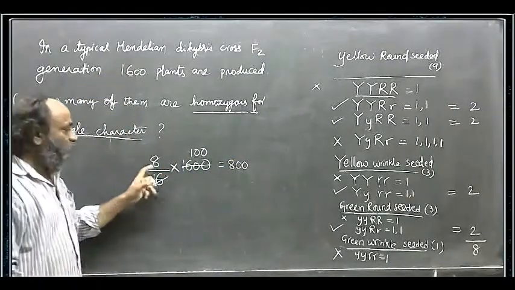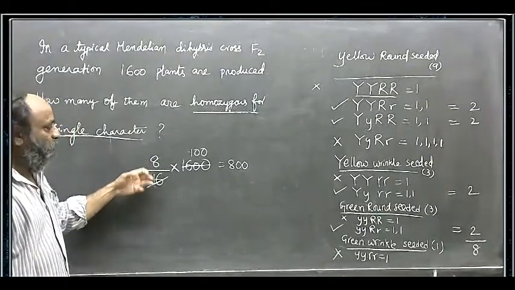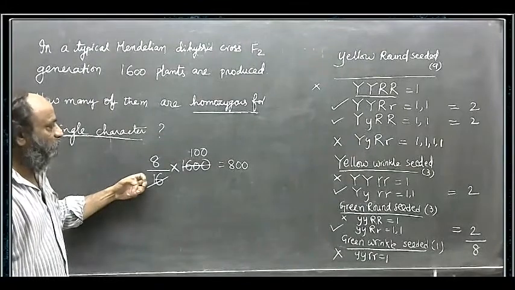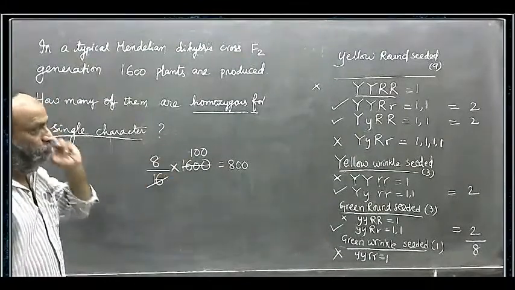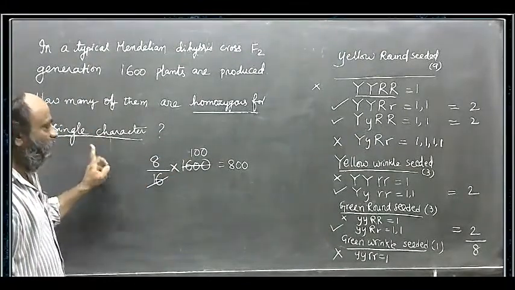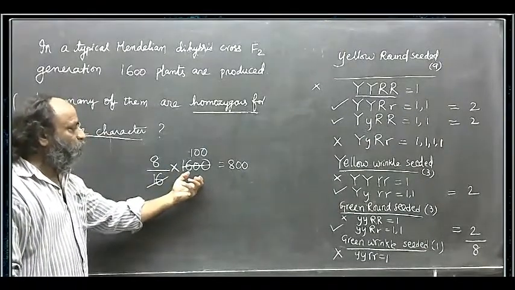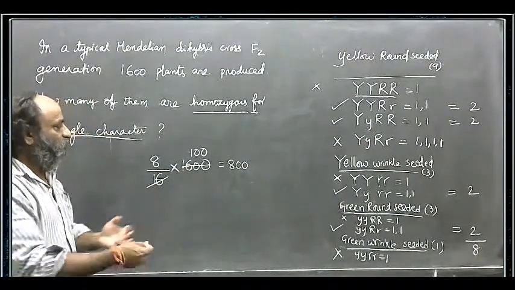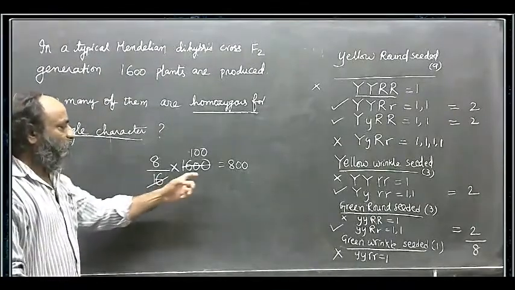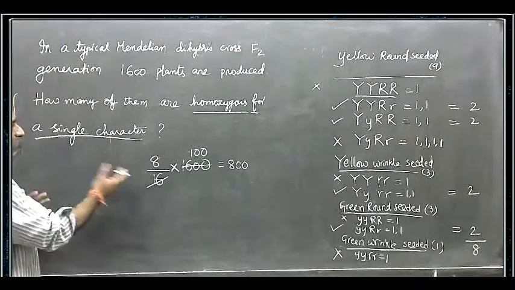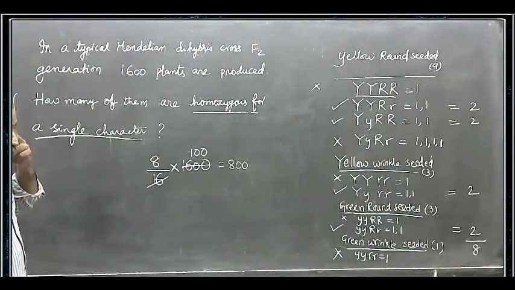So half of 16 is 8. So out of 16 plants produced in 2 generations, 8 plants are found to be homozygous for a single character. So if 1600 plants are produced in F2, it is half of 1600, that is 800. So in this way you have to do the problems.